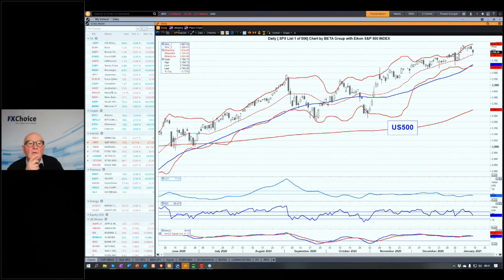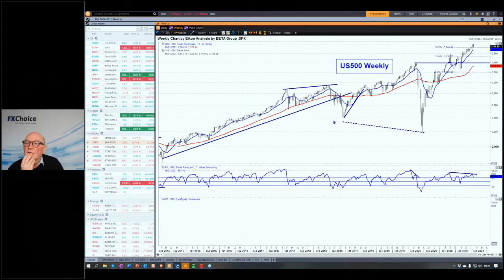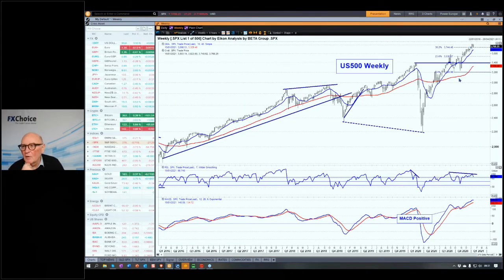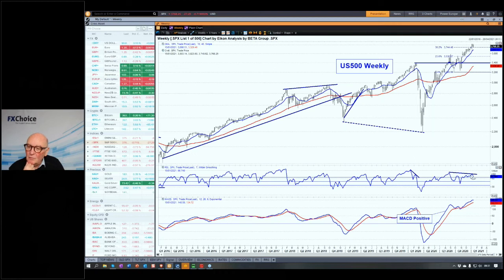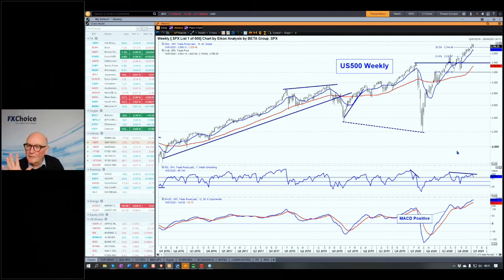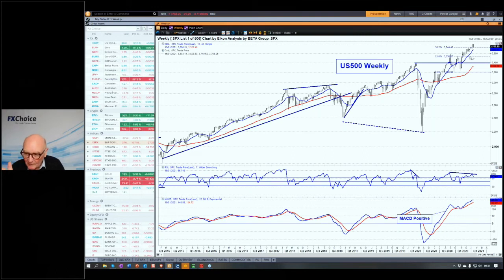So here's the US 500. Let's go to the weekly first of all to get the context that this is new highs here. It's still very, very powerful. We have got a bearish divergence in the weekly, and we mustn't ignore that. Look at the last one we had here. What happened there? Look at this one here as well. So here it is. We've got a warning.